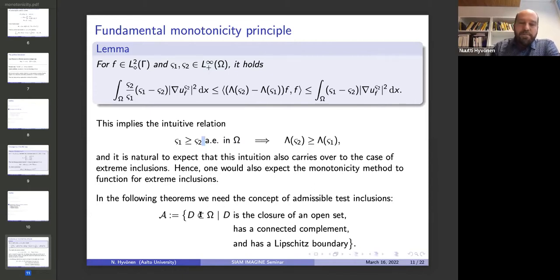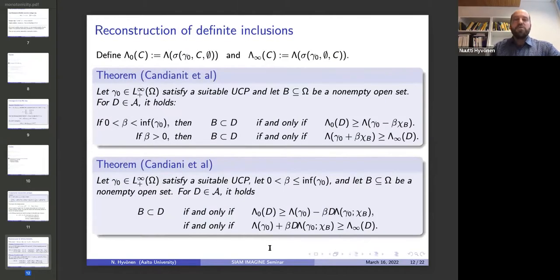So A belongs to this set of admissible test inclusions if it's a closure of an open set and has a connected complement and has a Lipschitz boundary. So I'm not trying to find holes inside inclusions. If there's a hole inside an inclusion, I'm not trying to detect that. I'm just trying to detect exterior boundaries of these conductivity perturbations. So with this in mind, let's move to reconstructing just either ideally conducting or ideally insulating inclusions.